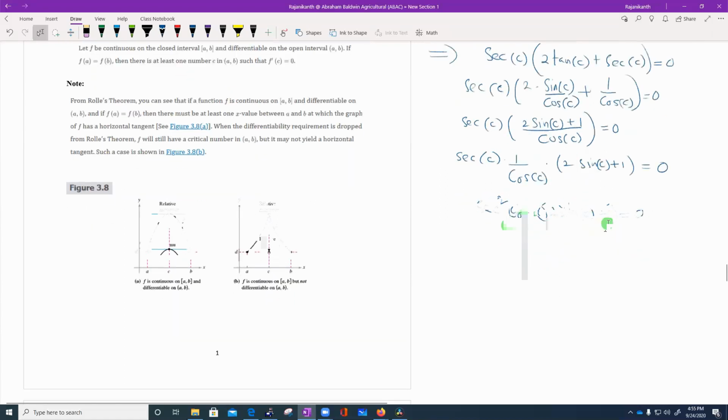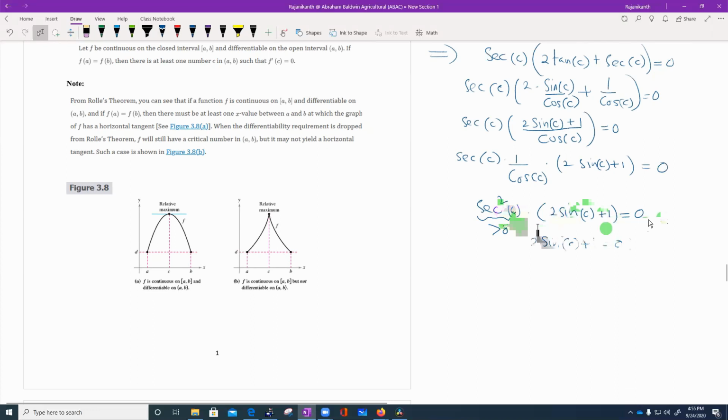Now you are going to solve for C. Remember, the secant function never equals 0. It is always positive in magnitude. If you want, you could check the secant graph. The secant graph is always above or below the x-axis; it never touches the x-axis. Therefore, you cannot find a C such that secant is 0. So this is not possible. The only possibility, since you are multiplying two numbers and the answer is supposed to be 0, is that this factor is 0.